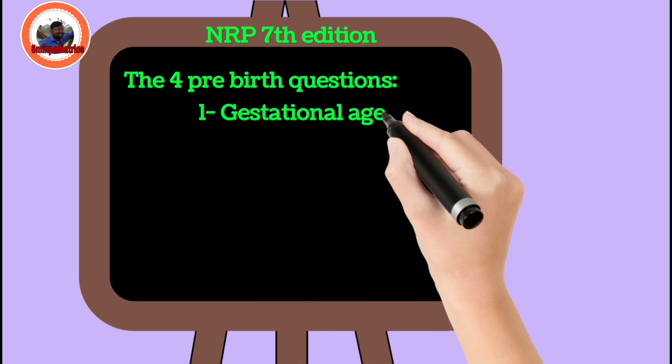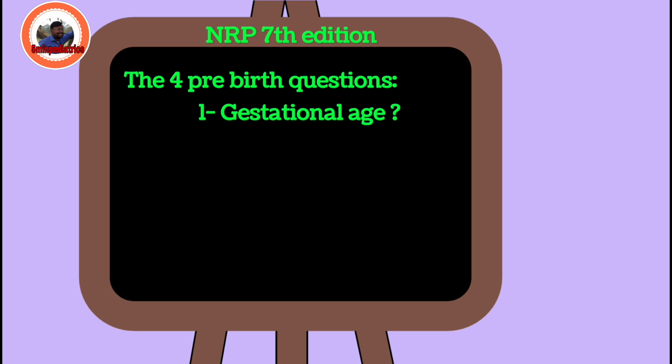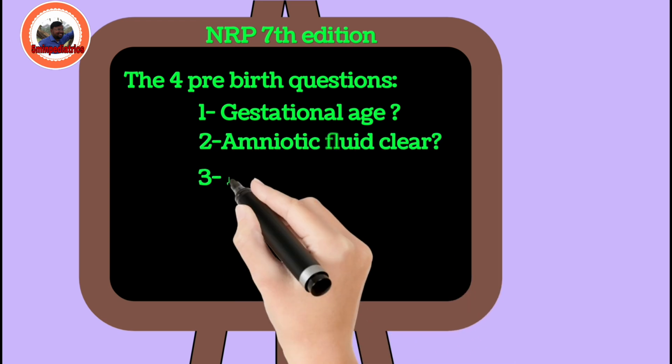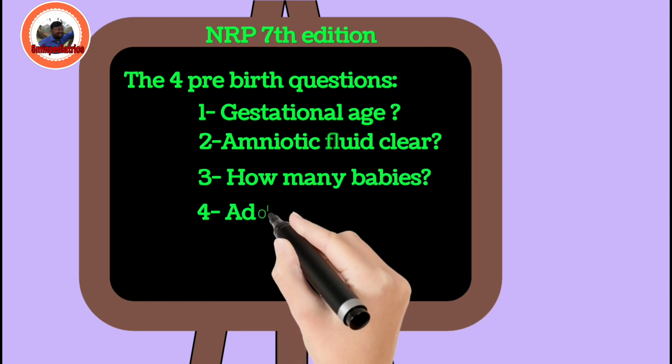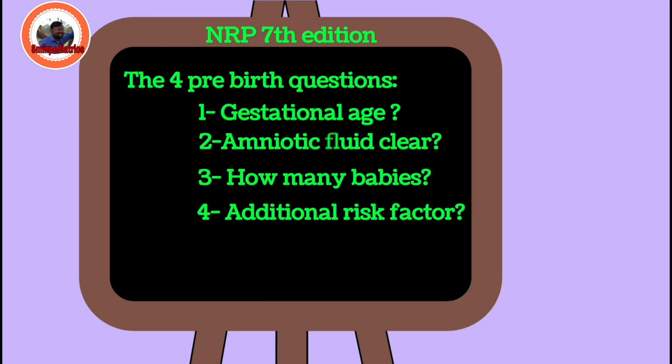one, what was the gestational age? Second one was, is the amniotic fluid clear or not? Third question, how many babies? And fourth question was, additional risk factor was present or not.